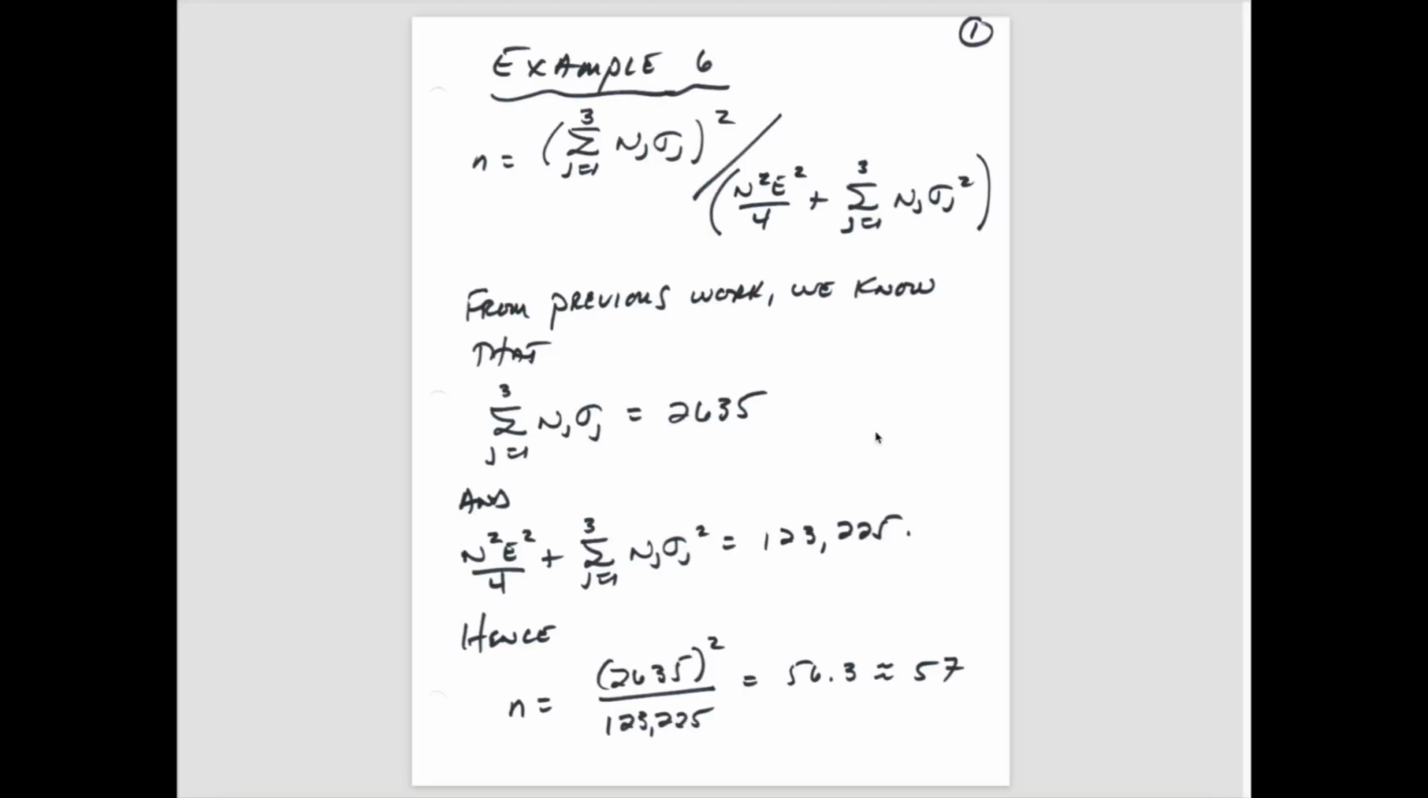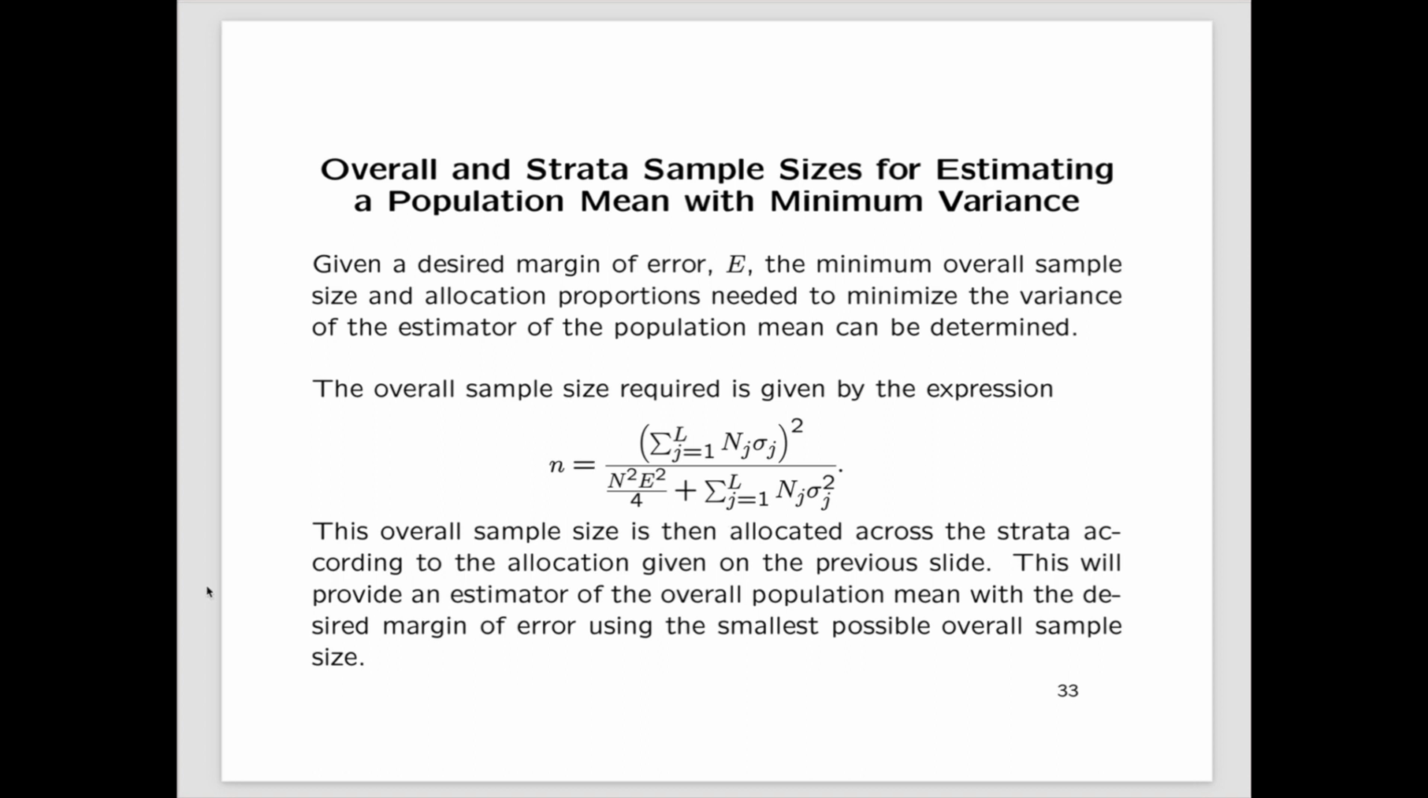And so let's look at this in the context of this example. For the advertising example, use the result on the previous slide to find the minimum overall sample size that will ensure that the margin of error is no more than 2 hours. Okay, so we use the formula from that slide. So here again is the formula.